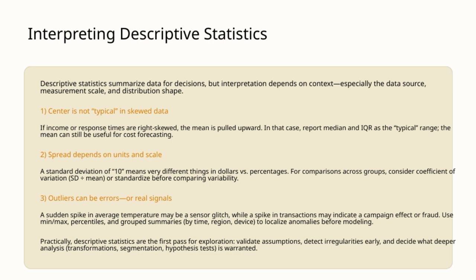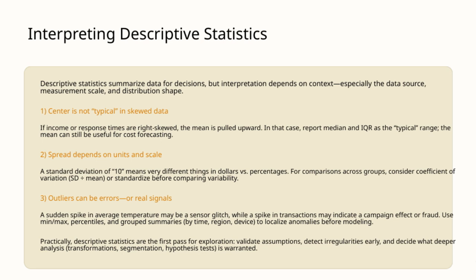Next, let's consider spread or variability. The standard deviation is a common measure, but its meaning varies depending on the units you're working with, dollars versus percentages, for example. So, when comparing variability across different groups, it can be helpful to use the coefficient of variation, which is the standard deviation divided by the mean. Standardizing data before comparison helps ensure we're making apples-to-apples assessments.